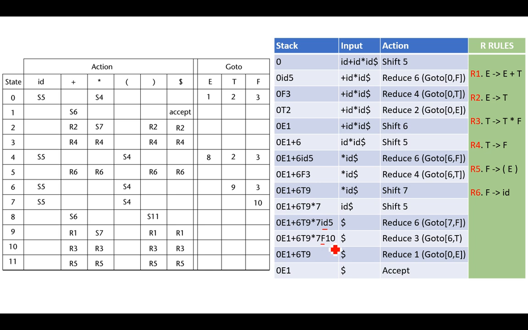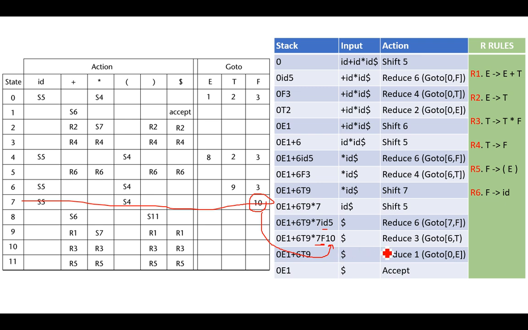Perfect. Next, we don't have a state. How do we get our state? We go to state 7 and F column on the go to table. So state 7 and F tells us that we have 10. So we bring 10 from here and we put it on our stack.